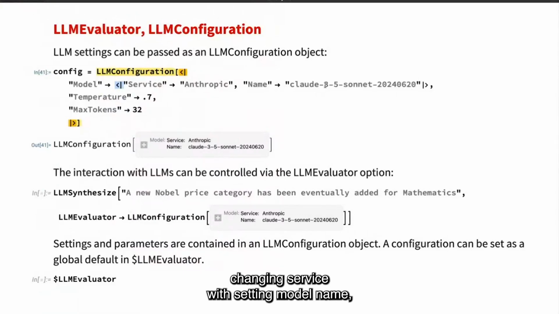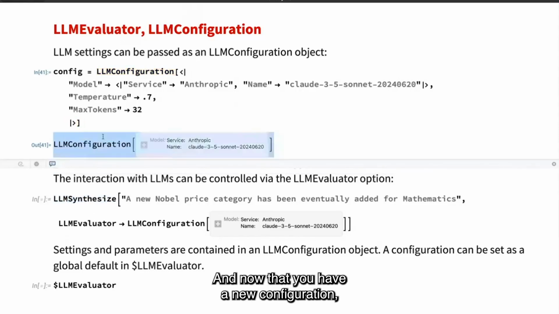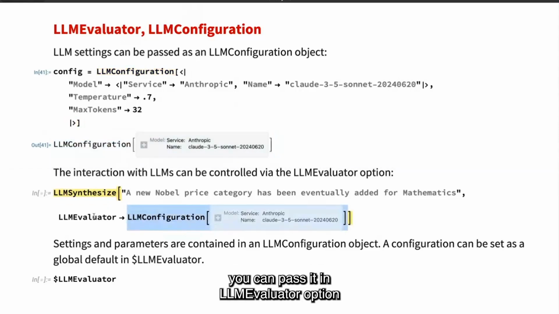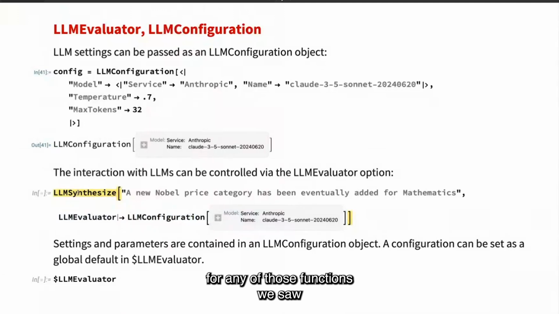setting the name, and also deciding on the sampling temperature to generate the answer. The larger the temperature, the more erratic the generation, also the more creative it will be, and limit the number of tokens. For instance, when you pay by token, you might be interested in this. And now that you have a new configuration, you can pass it in the LLMEvaluator option for any of those functions we saw, and have a different result and behavior.